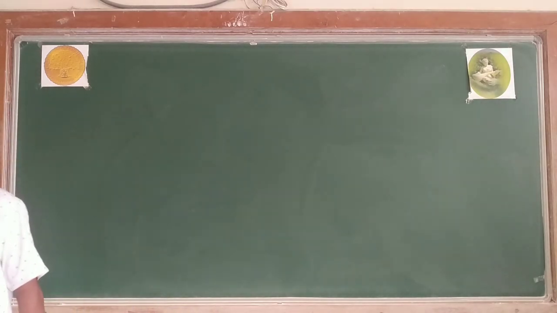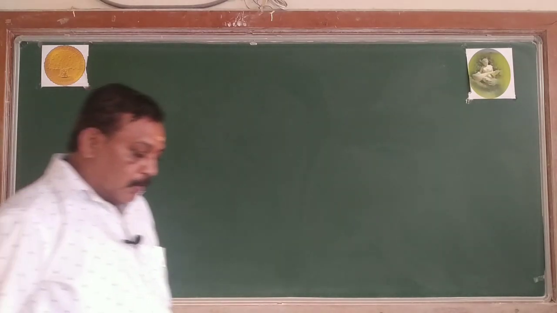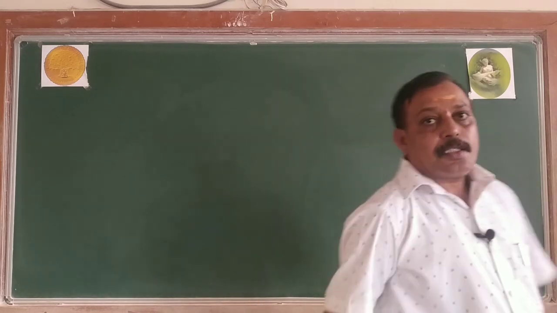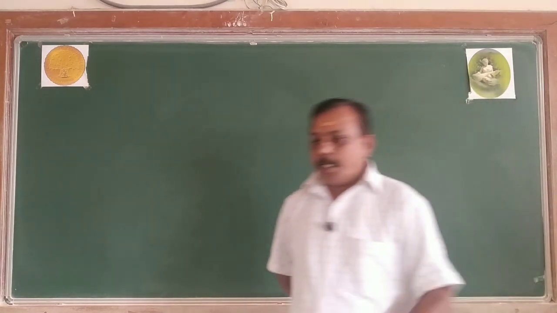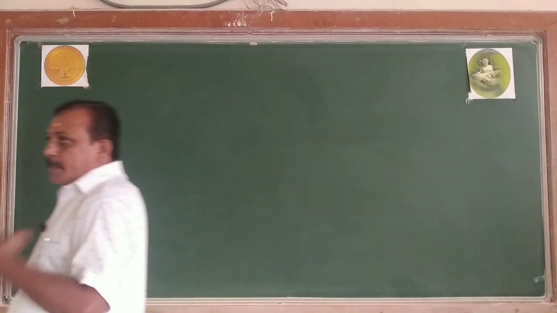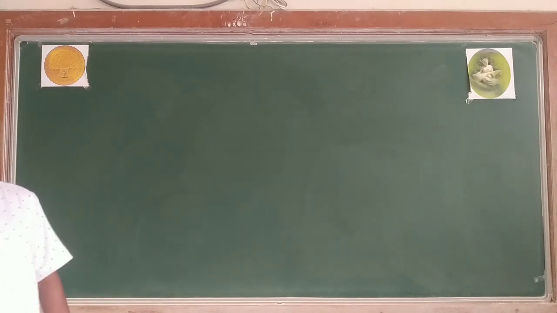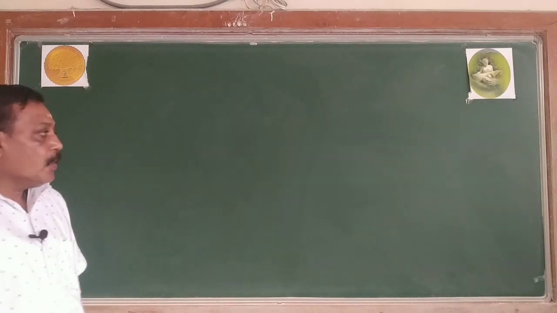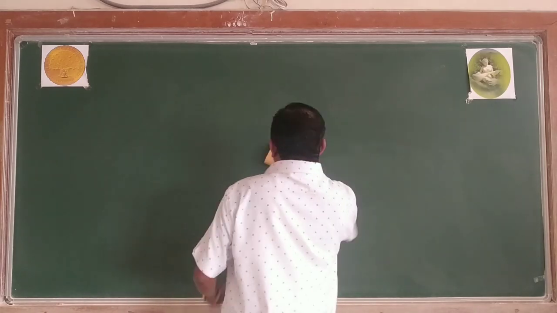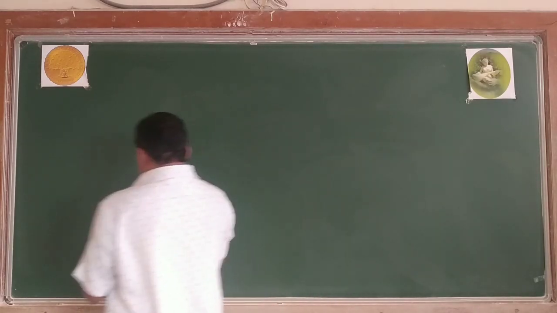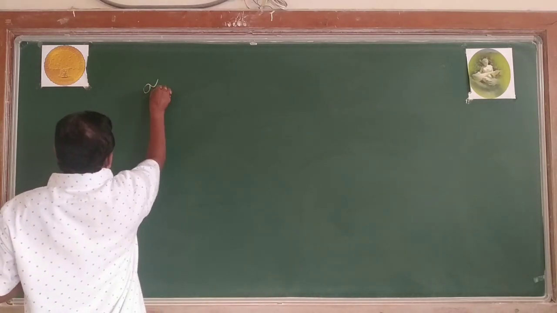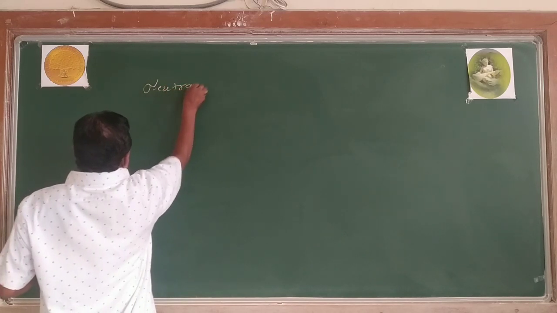So to calculate the pole strength of the magnet, I need what? The magnetic dipole moment, capital M. To determine this magnetic dipole moment, capital M, we take the help of what? The help of neutral point. What is that neutral point?